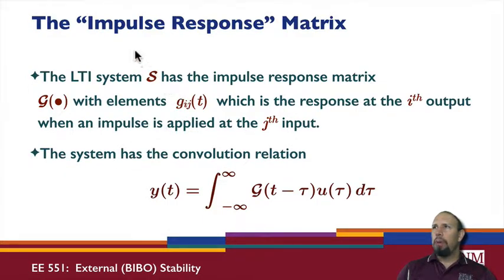Now, in order to talk about BIBO stability, we're going to first talk about something called the impulse response matrix. The LTI system has the impulse response matrix G with elements little g ij of t, which is the response at the ith output when an impulse is applied to the jth input. So g ij, okay. And so we have this convolution relationship. If we assume zero initial condition, the output of the system is given by this convolution relationship. Okay, so G is the impulse response, U is the input that we would apply.